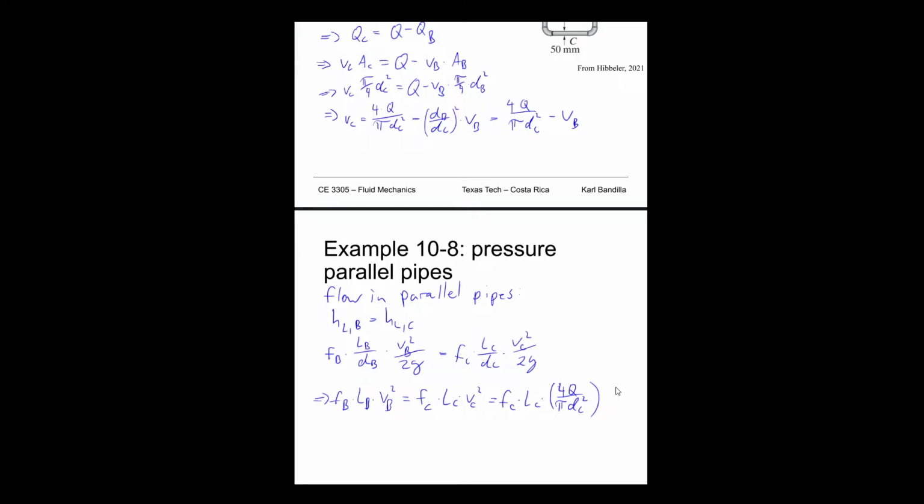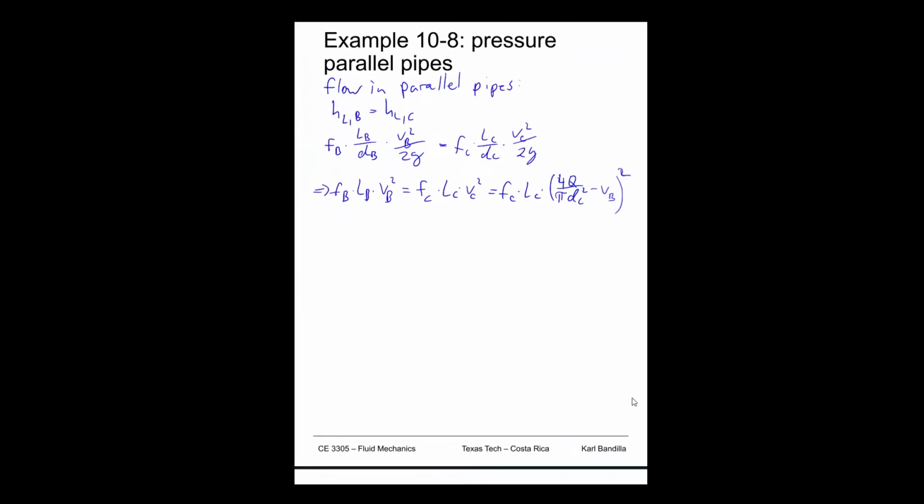Minus VB, otherwise it would be nice and easy. Minus VB, and all that raised to the second power. Okay, that makes that a little bit on the messy side. That means we can say this would be equal to, of course, FC times LC. The C stays the same, FC times LC.